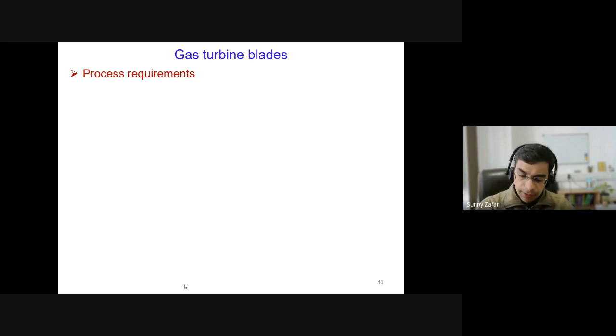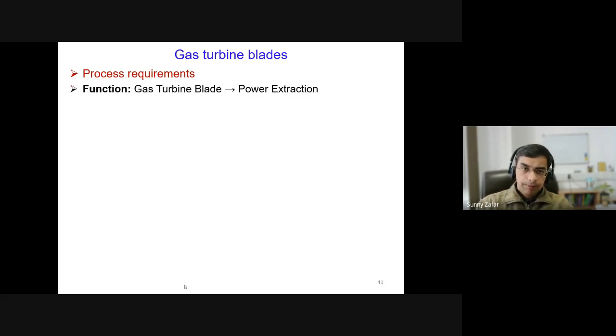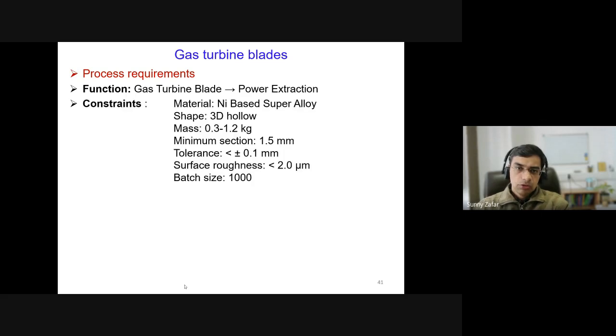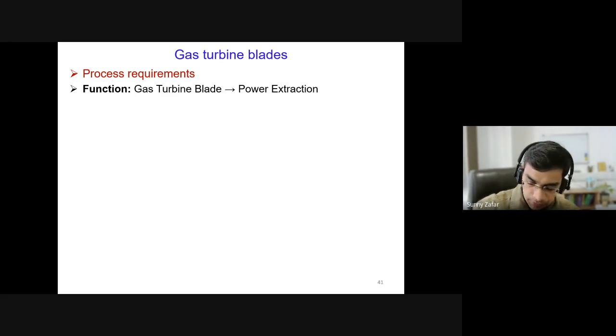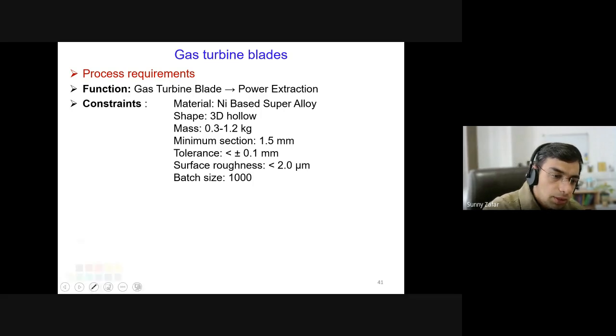So the ultimate requirement here is basically to perform the function at elevated temperature in the conditions I mentioned earlier. The function of the gas turbine blade is to extract power, generate energy. Now we'll look at what the constraints are. We are constrained to super alloy materials which are nickel based. We are also constrained to the shape, that is 3-dimension hollow, plus of course there is the aerofoil.